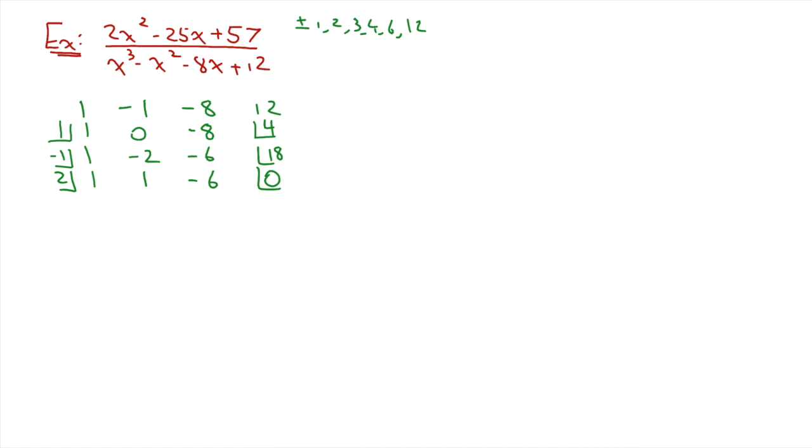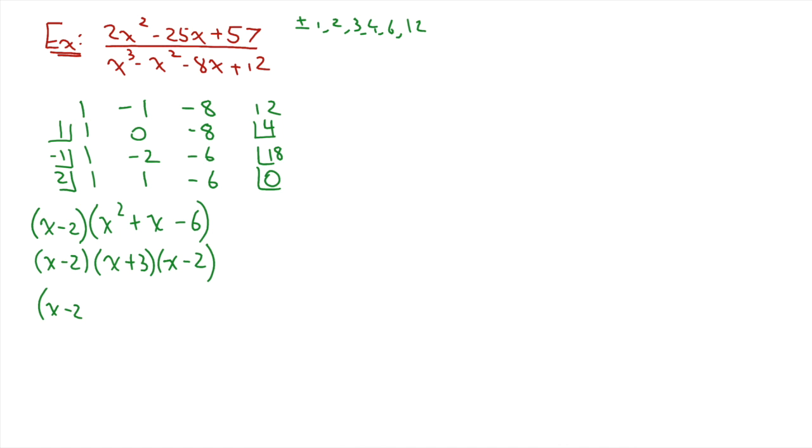Great. So one of the factors is definitely x minus 2. Then we have left over x squared plus x minus 6. Does that factor? Yeah. It's x plus 3 times x minus 2. So this is x minus 2 times x plus 3 times x minus 2. But it's also better known as x minus 2 all squared times x plus 3, because there are 2 factors of x minus 2.